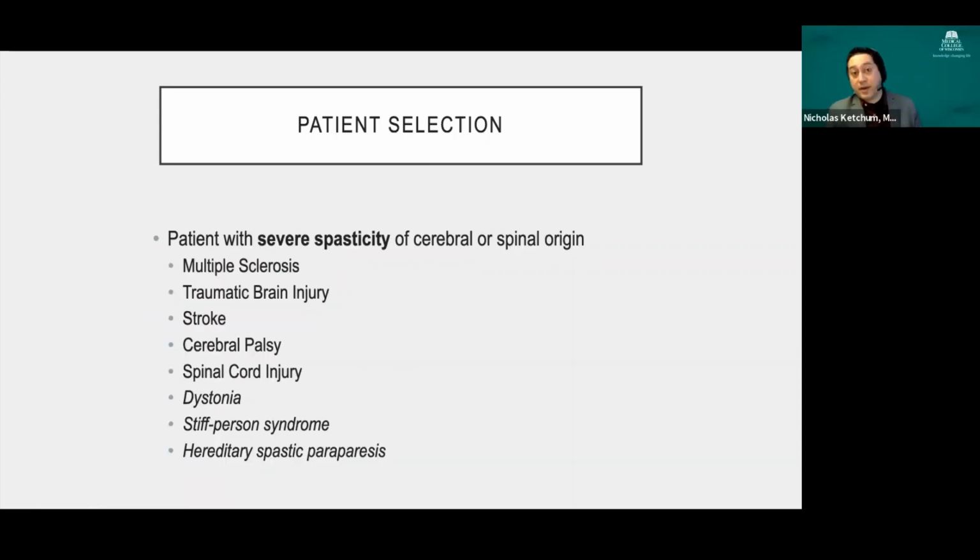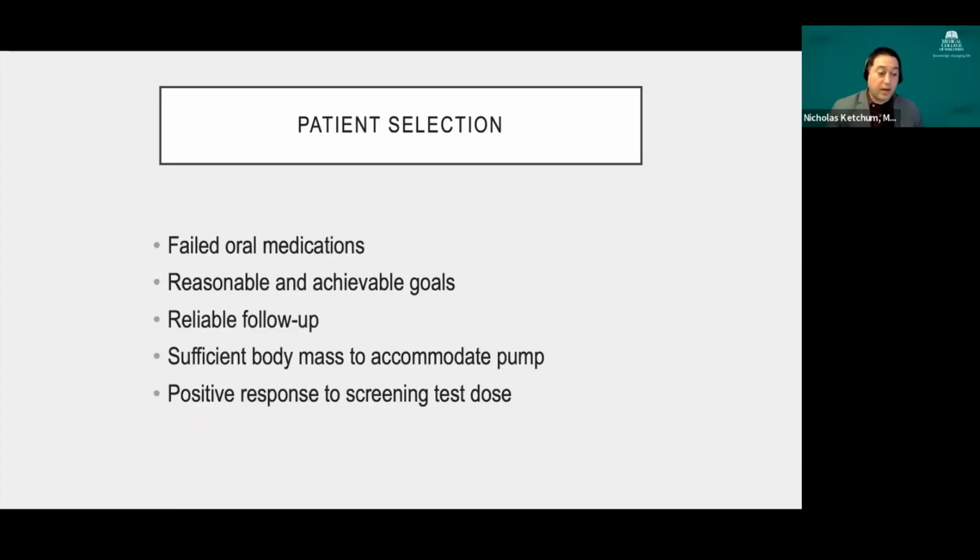So the patient has to have severe spasticity. We'll define that in a minute. They've had to have at least tried oral baclofen. And typically, either they escalated to a dose that they didn't really see a positive effect from, or at low or any doses, they had intolerable side effects like the somnolence, the cognitive issues, dizziness, constipation. They have to have that goal setting talk. They need reasonable and achievable goals. They need to have reliable follow-up. As I'll talk about in a bit, if these patients can't get back to the clinic for follow-up, that can lead to dire consequences.